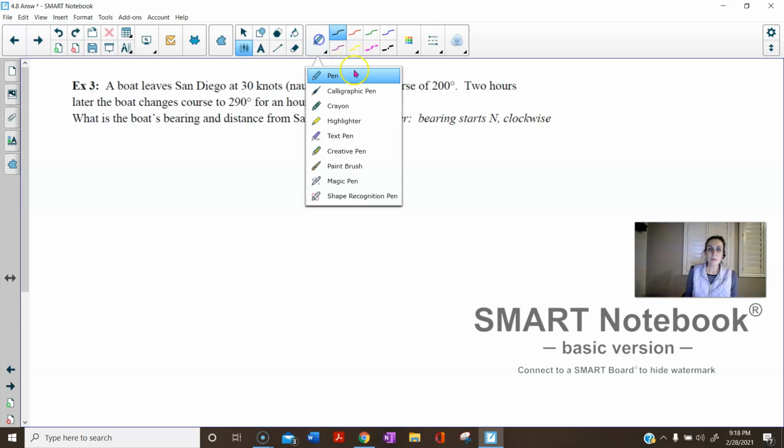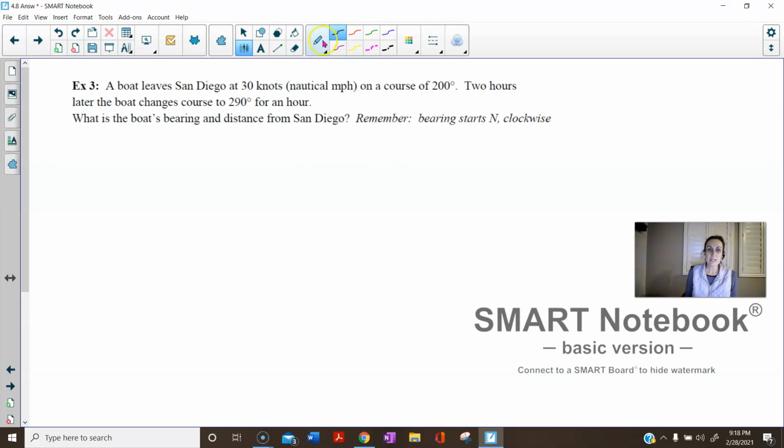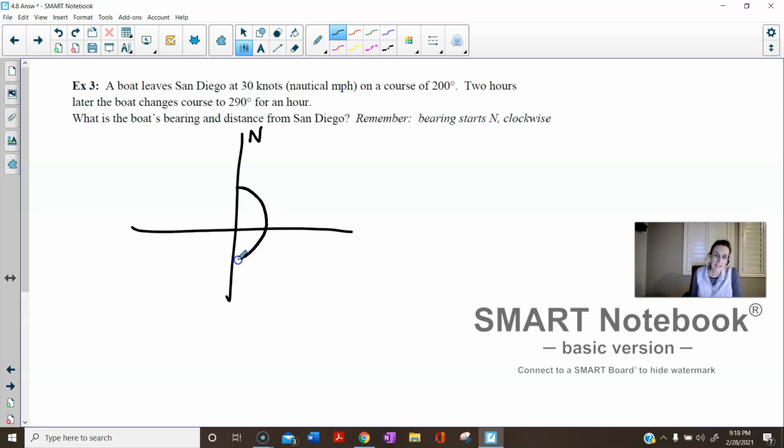So example 3, a boat leaves San Diego at 30 nautical miles per hour on a course of 200 degrees. And the 200 degrees is going to be a bearing. All right. So let's draw out what this looks like. So here is your bearing, starts north, and it would go 90, 180, and then 200 degrees would be from 180. You would go another 20 degrees. And then here is your boat that's moving out from San Diego.